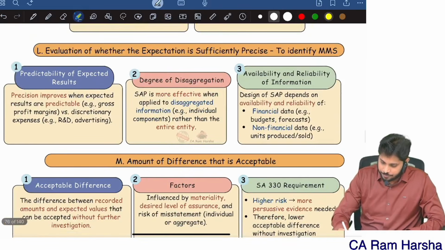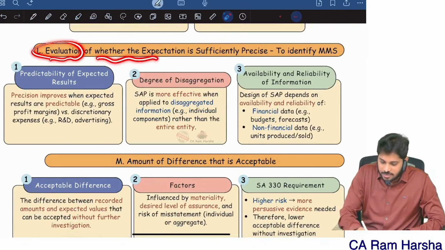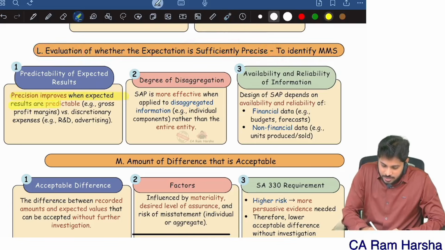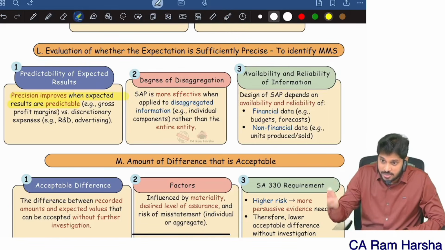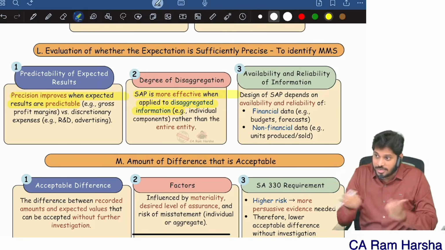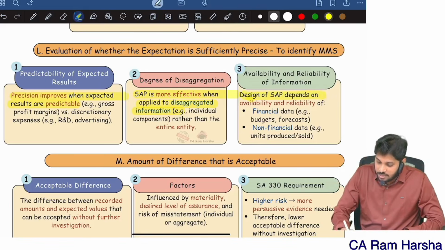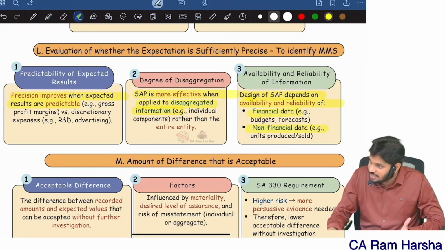Then the auditor has to evaluate whether the expectation is sufficiently precise. Precision improves when expected results are predictable. Expected results must be predictable, only then the accuracy will be there. SAP is more effective when applied to disaggregated data rather than consolidated data. And the design of SAP depends upon availability and reliability of financial data and non-financial data.